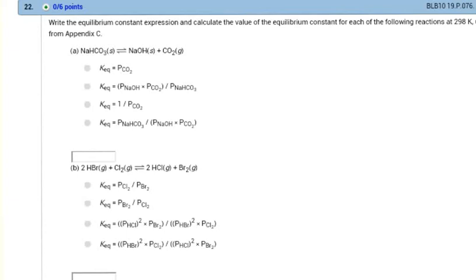In question 22, they want us to calculate the value of the equilibrium constant. So that's K, using values from Appendix C. And the one thing we know is that in Appendix C, we can get the values for delta G. And if we know delta G, we can relate it to the equilibrium constant.